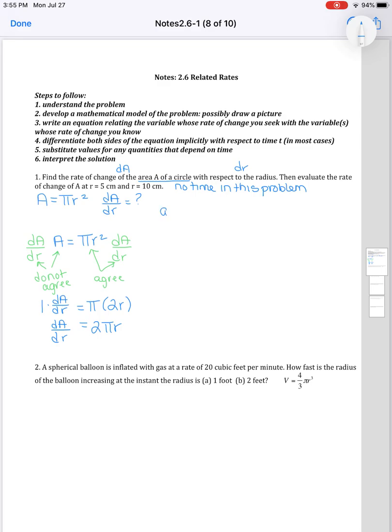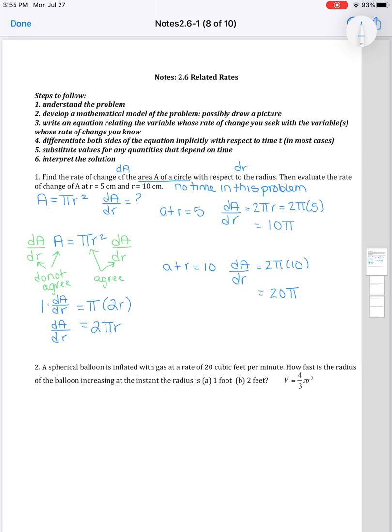There's our right side. When they don't agree, though, we have to add, just like with dy dx, or just with y, we had to add the dy dx. So if A and r don't agree, then the derivative of A is 1, and then we have to add dA over dr, because we're taking the derivative of area with respect to the radius. So I don't need the 1 there. So I just have dA over dr. So that is my equation now for the rate of change of area with respect to the radius.